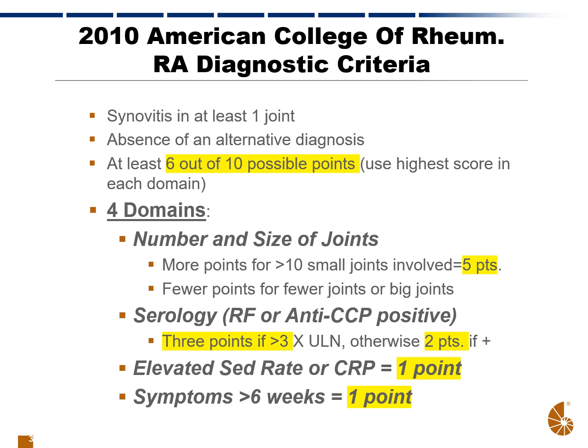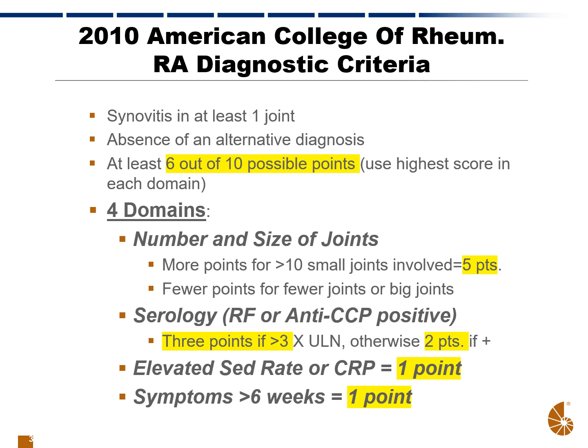So it's synovitis in at least one joint, the absence of an alternative diagnosis, which we'll talk about in a minute. And then we use a point scale, so at least 6 out of 10 possible points. Use the highest score in each of the domains that we're going to talk about, and here are the 4 domains. The number and size of the joints, so more points for more small joints involved, fewer points for fewer joints or just big joints involved.